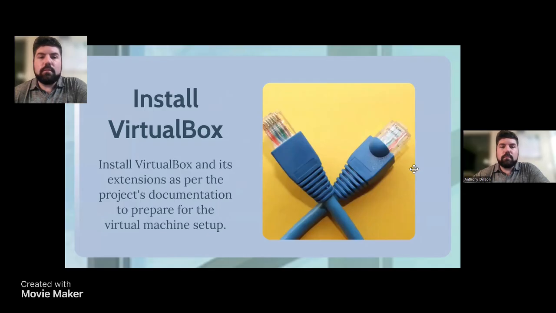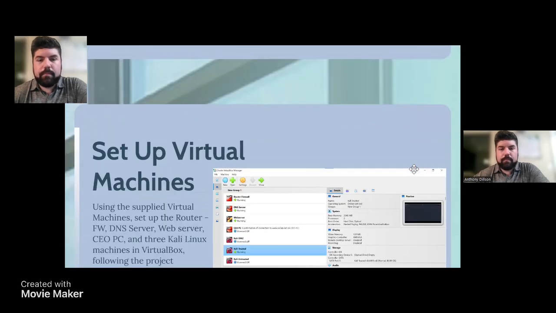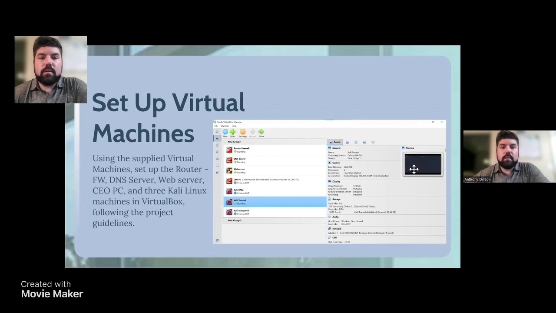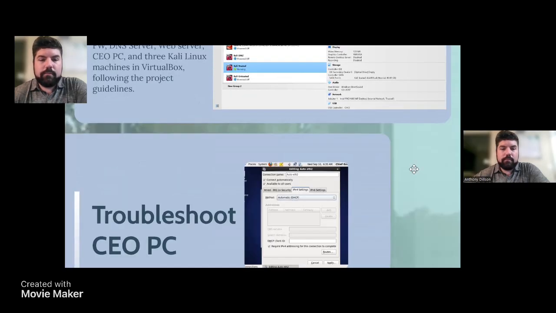First step is installing VirtualBox and its extensions as per the project's documentation, and preparing the virtual machine setup. In this virtual machine setup, this picture is the Oracle VirtualBox Manager, and as you can see in group number 1, the router firewall, DNS, web server, CEO PC, Kali DMZ, Kali Trusted, and Kali Untrusted are all successfully installed and operational.